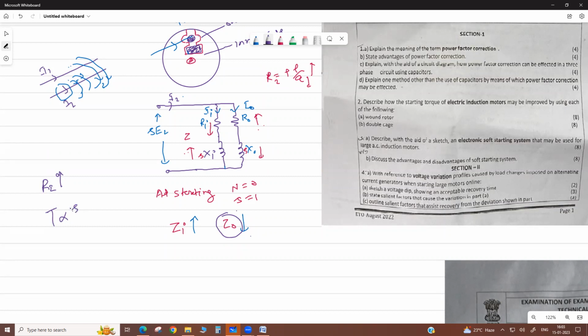Because this is K1 slip E2 square R2 by R2 square plus X2 whole square. This is the torque. So if resistance is high, therefore the slip ring induction motor has a high starting torque, because we add the resistance in. Same like here. So please remember, at starting, maximum current flows in the outer cage.